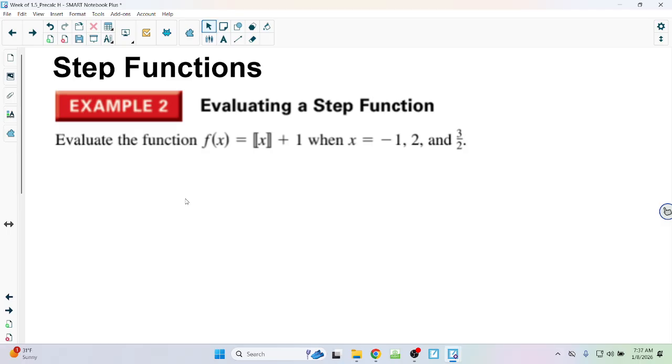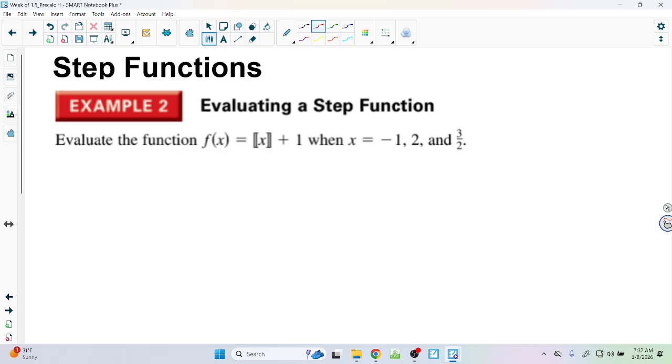It's not on our list of parent functions, but all it does is that weird notation there, the double brackets. All that really means is just round it down. It's really going to make a staircase. That's why they call it a step function.